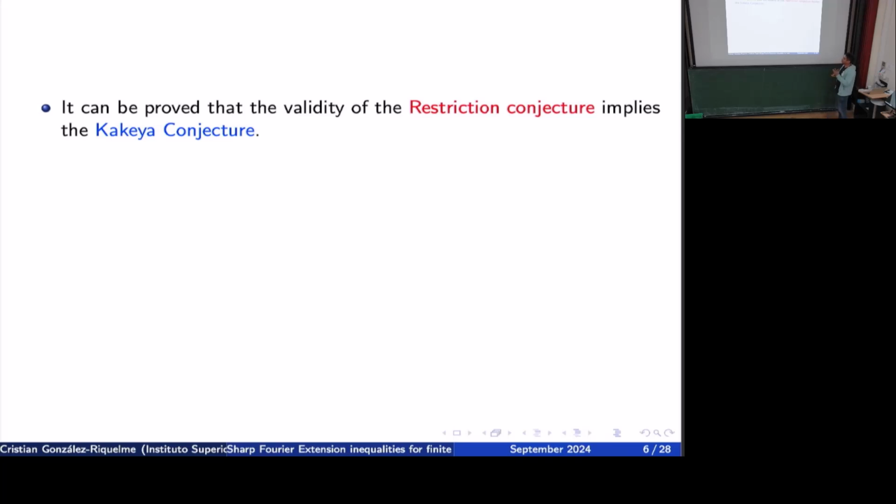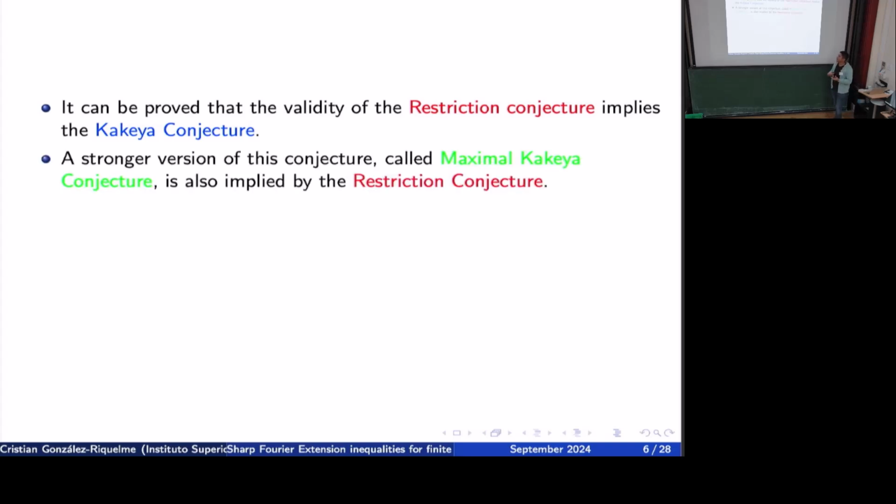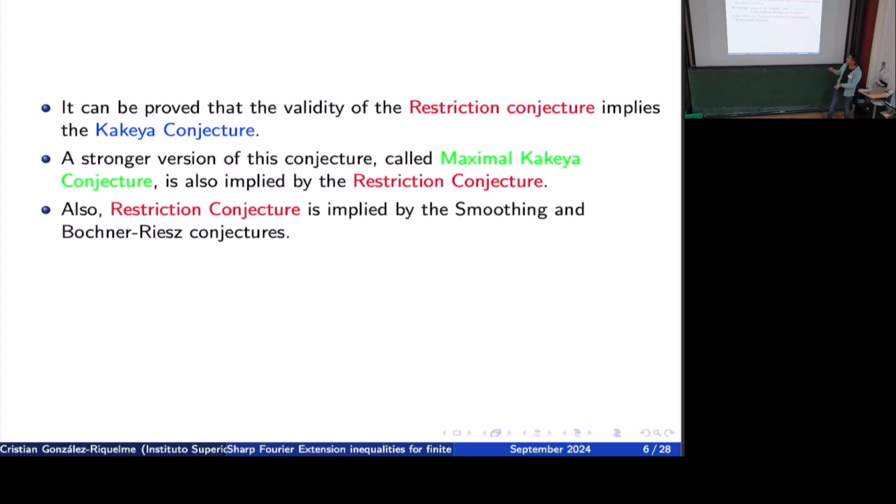Okay, these functional inequalities that we are studying are interesting for many reasons, but one of them is that they imply the Kakeya conjecture. So if this inequality holds for all the p and q in the conjecture, we know that the problem from the beginning, about the symmetric measure, holds too. That is a good motivation, at least for me. But this restriction conjecture also implies something stronger, called the maximal Kakeya conjecture, which tries to get estimates of a maximal function connected to the Kakeya sets. It's also connected to the smoothing conjecture and the Bochner-Riesz conjecture. They are implied by, no, in the other direction: they imply the restriction conjecture. So in some way, we can see that it's a very central topic in analysis.